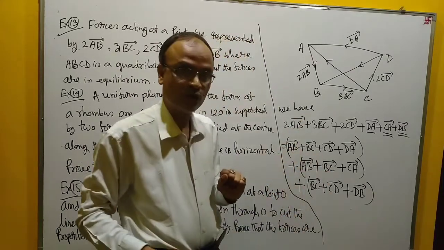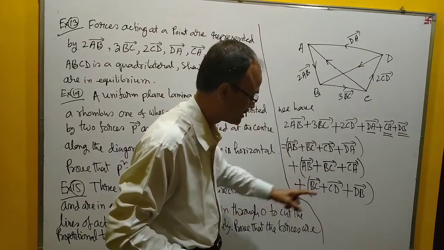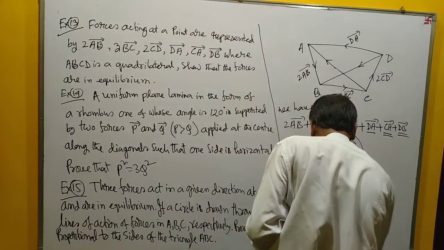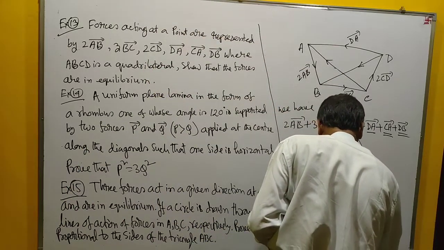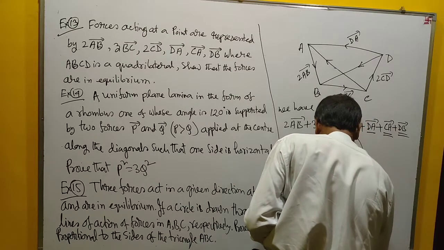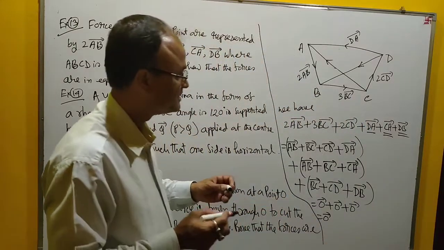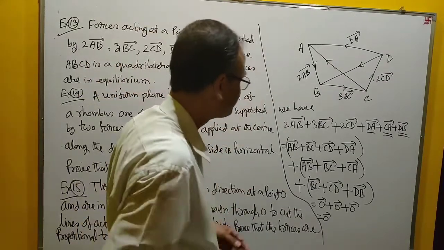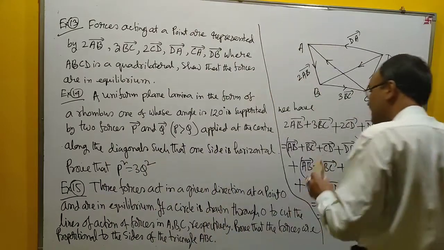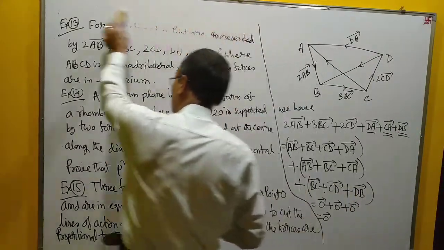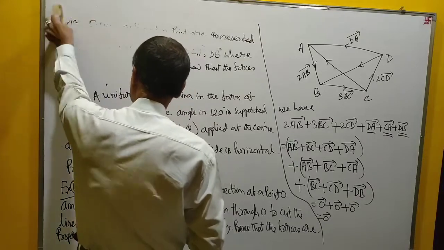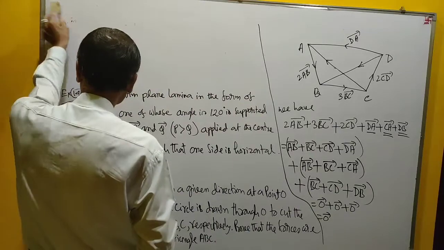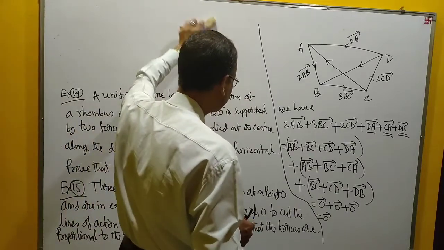This is equal to 0 by polygon of forces. This is equal to 0 by triangle of forces. This is equal to 0 by triangle of forces. This is 0 plus 0 plus 0, equal to 0. Therefore, the forces are in equilibrium. You may write like this. We have to show that the forces are in equilibrium.